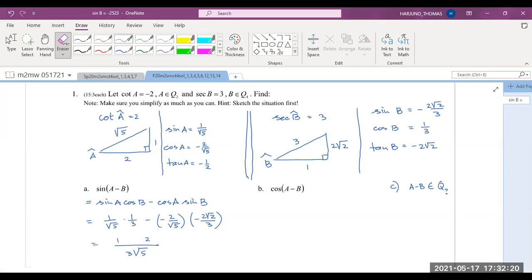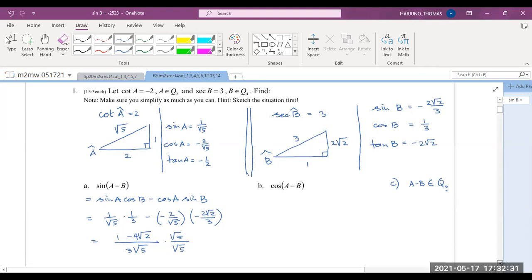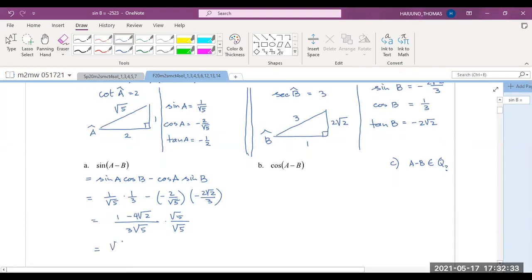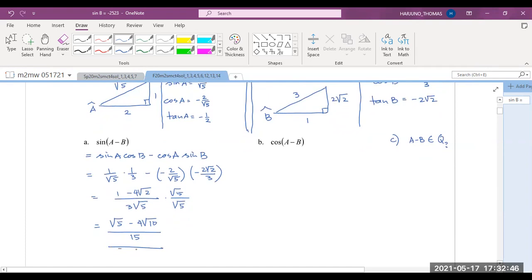Now we need to rationalize, right? Multiply by radical 5 over radical 5. We get radical 5 minus 4 radical 10 over 15. And of course, you can tell right away that this is negative, because on the numerator, radical 5 is less than 4 radical 10.